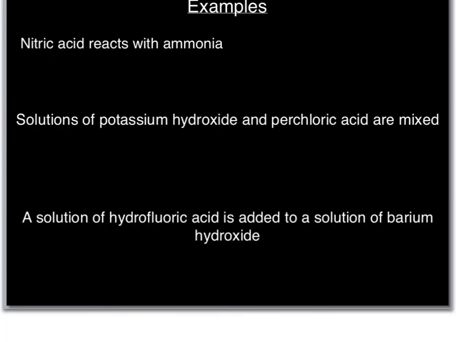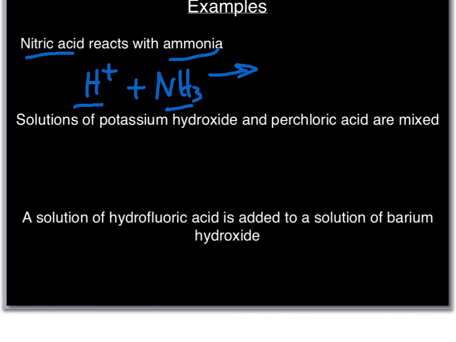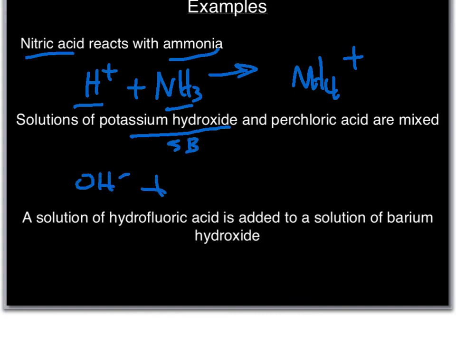All right, let's do these three examples. Let's go ahead and write the NIE. Nitric acid, that's a strong acid. Therefore, we write H+. Ammonia, that's a weak base. Therefore, we write its formula as it is, NH3. What's going to happen? The NH3 is going to bond with the hydrogen ion, and we get NH4, but now it's positively charged. Down here, potassium hydroxide, that's a strong base, so it shows up as OH minus.